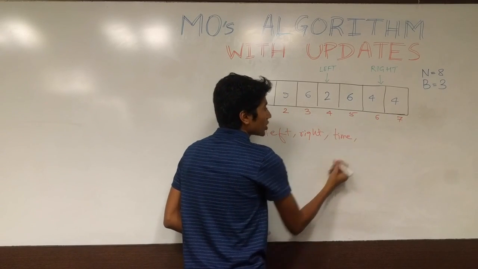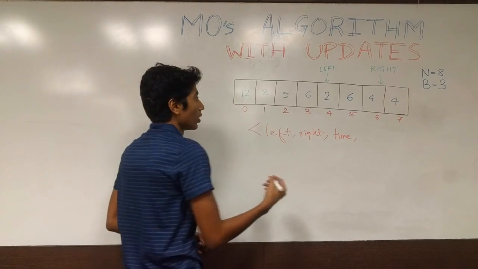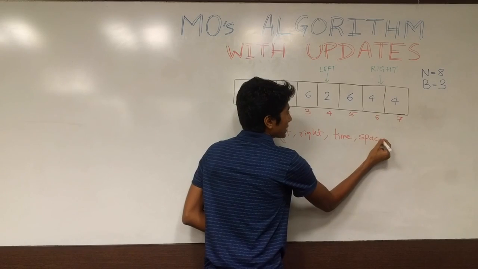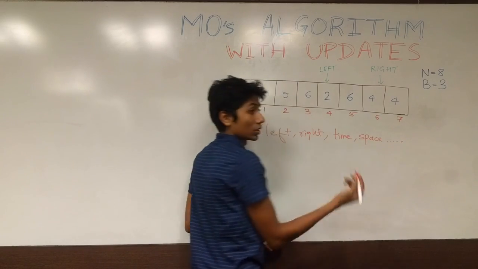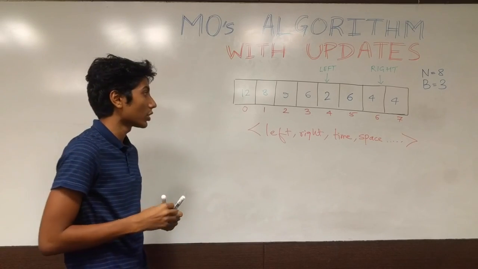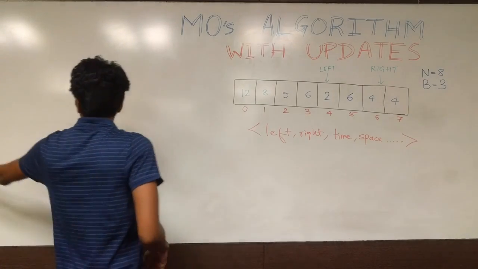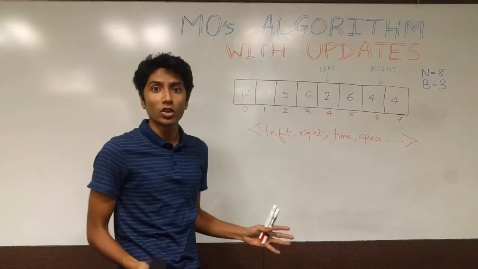What is the time at which this query came? So what is the index of this query? How many updates had happened before it? How much space is left in this universe, etc., etc. So you have lots of dimensions that you can actually take into consideration. But if you take these three, then you can actually answer for updates also.